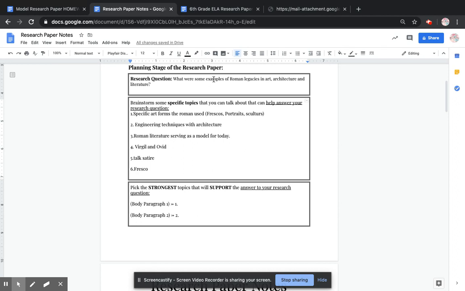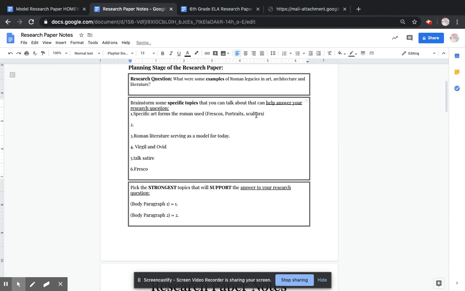What were some examples? That's kind of my keyword here. I'm going to bold that so that way I remember. So what are some examples? So these are examples: Virgil, Ovid, satire, and fresco. So those are some examples. Engineering techniques, yeah, that's really cool and all, but I just don't think that that would work.